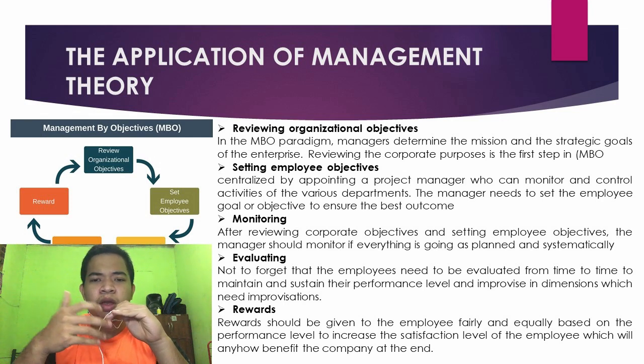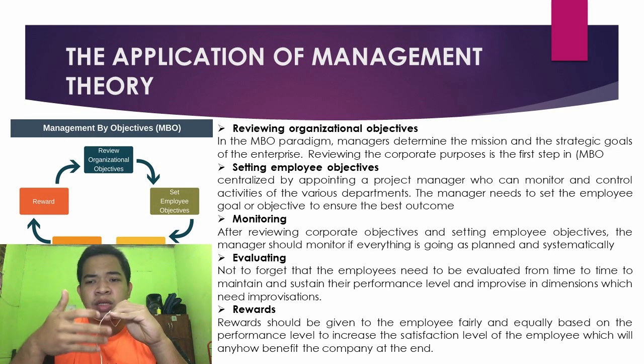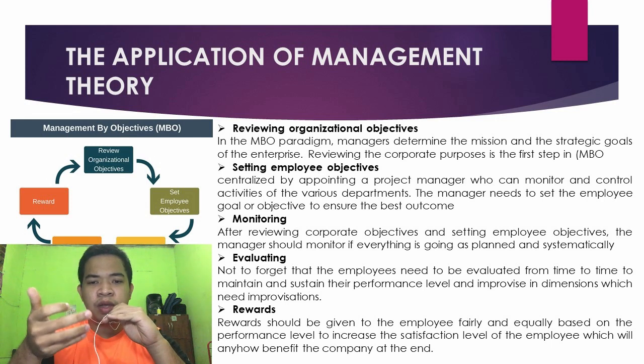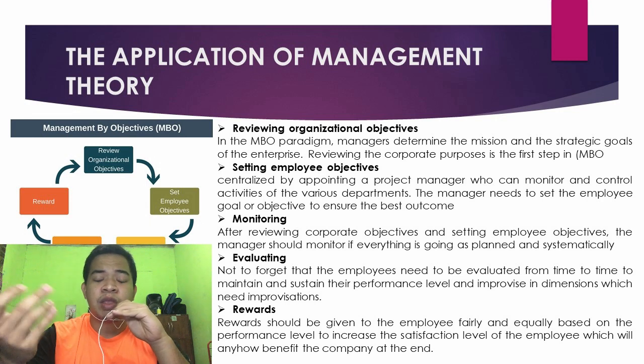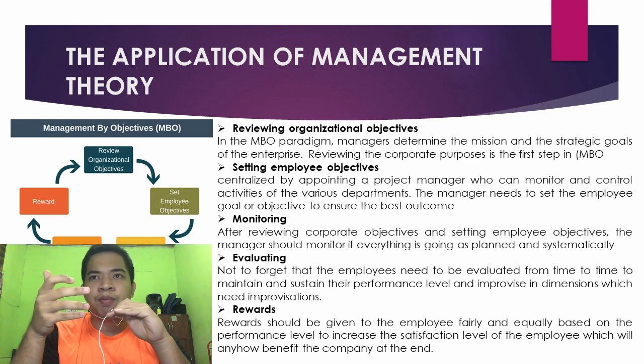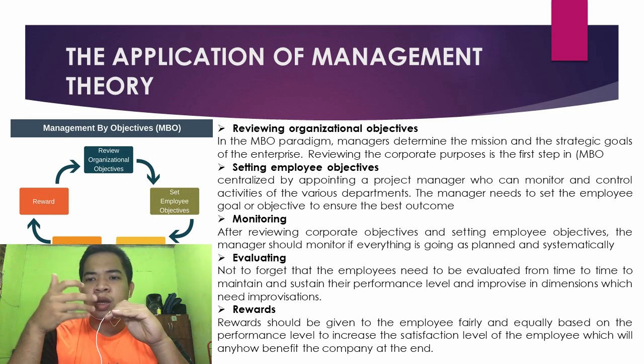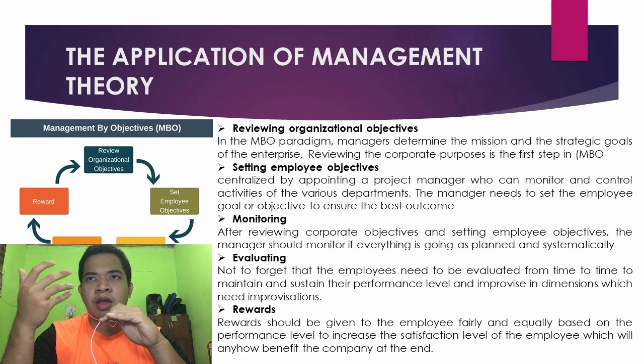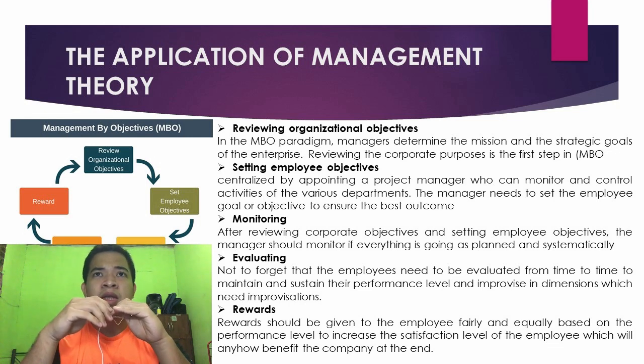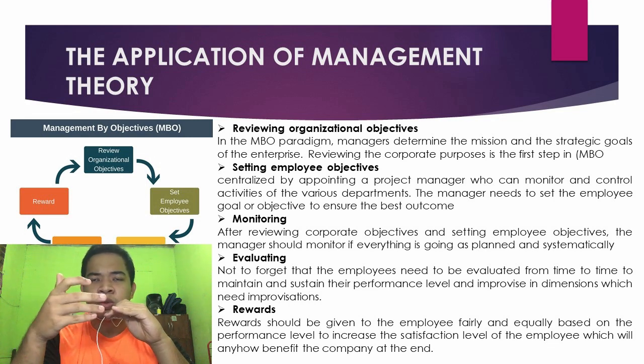So the last step is reward. It does not need to be conducted one by one for those who successfully hit the goal. Hence, to ensure the progress is completely well, the final step in MBO is the reward. Reward should be given to the employee fairly and equally based on their performance level, for example in sales, in human resources, in production. This is an important part of the rewards. Okay, so as we know, MBO is continuous from step 1, step 2, step 3, step 4, step 5, and it continuously repeats.